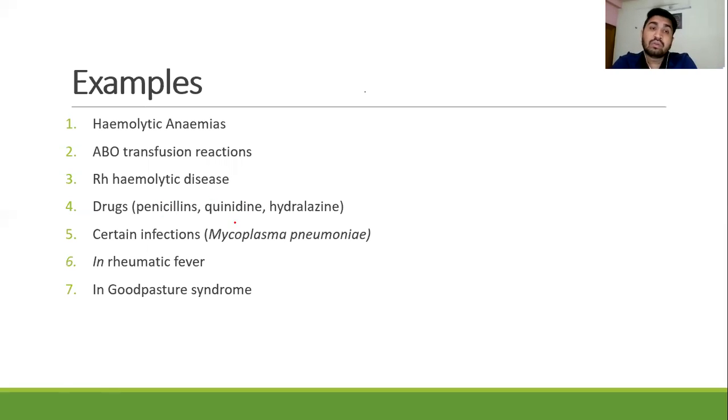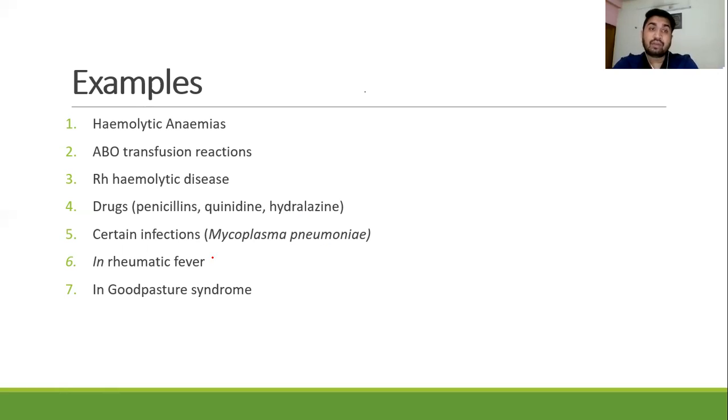How does quinidine work? Similarly, quinidine metabolites attach on the platelet and cause lysis of the platelet, and it will develop thrombocytopenia. Next, hydralazine. Its metabolite attaches on the surface of the cell and causes lysis of the cell, and it will cause features like SLE. And then certain infections, Mycoplasma pneumoniae. Mycoplasma pneumoniae antigen will attach on the surface of the red blood cell and cause lysis of the RBC.